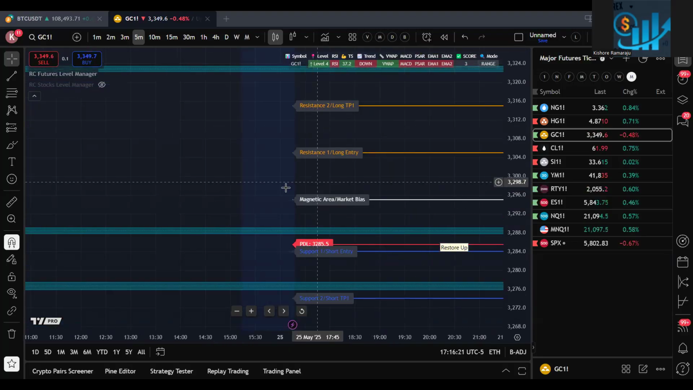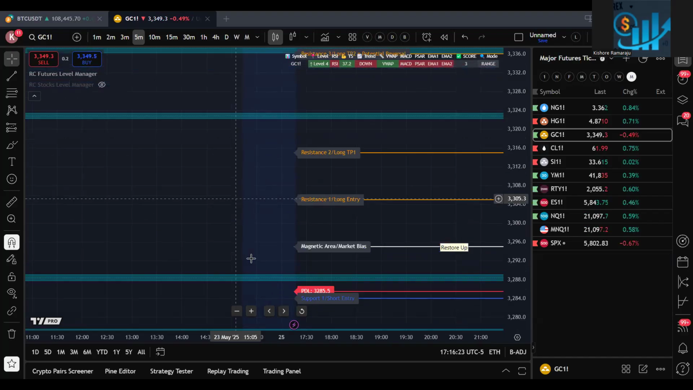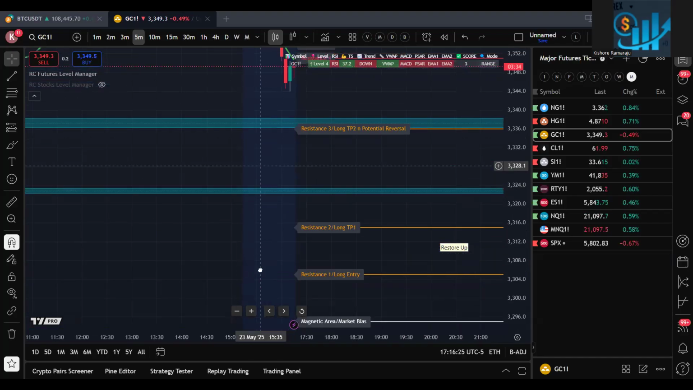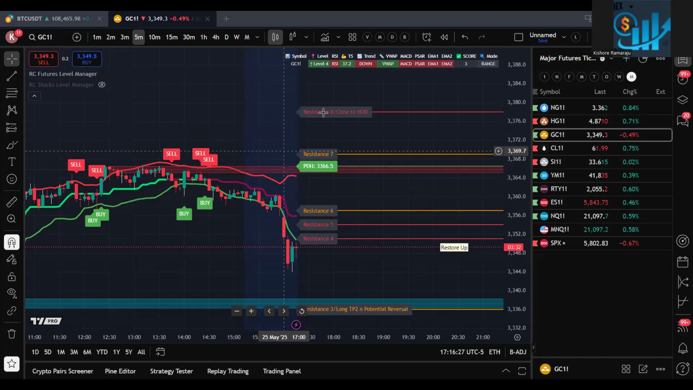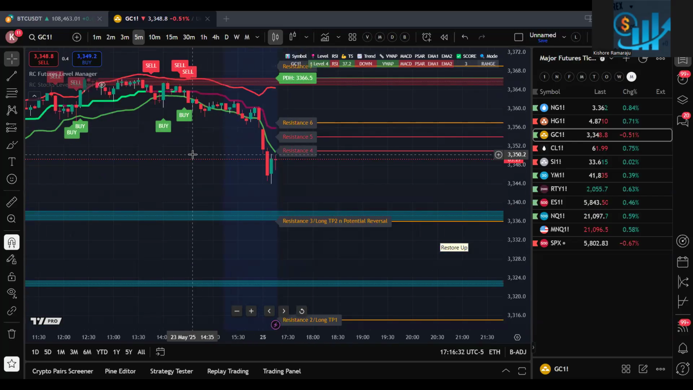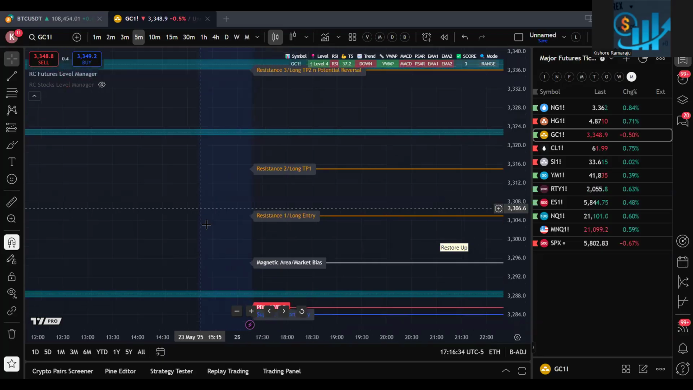Uptrend means generally you are above the magnetic area and then price will try to go all the way till the top. Once it reaches the top, then we'll look for the short opportunity. But until that time, we'll mainly look only for the buy opportunities. So if you are above the magnetic area and if your score is above 6, 7, 8 like that, you will only look for buy opportunities.